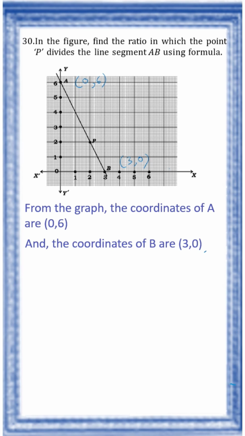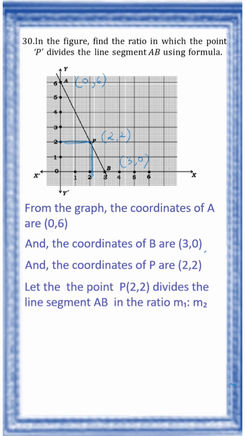Now P divides in some ratio. We have to find the ratio. Now let us find the coordinate of P. What is it? 2, 2. Here also first x-axis, then y-axis. Okay, and the coordinates of P are 2, 2. Let the point P 2, 2 divides the line segment in the ratio m1 is to m2.